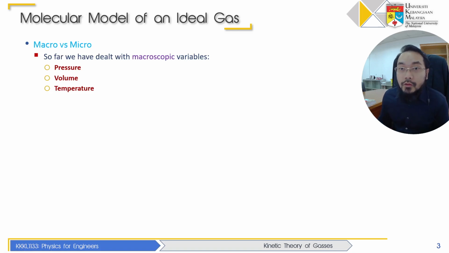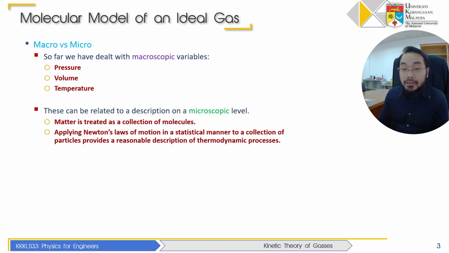Okay, so macro versus micro. So far we have dealt with macroscopic variables such as pressure, volume, and also temperature. This can be related to a description on a microscopic level, whereby matter is treated as a collection of molecules, and by applying Newton's laws of motion in a statistical manner to a collection of particles, it will provide a reasonable description of thermodynamic processes.